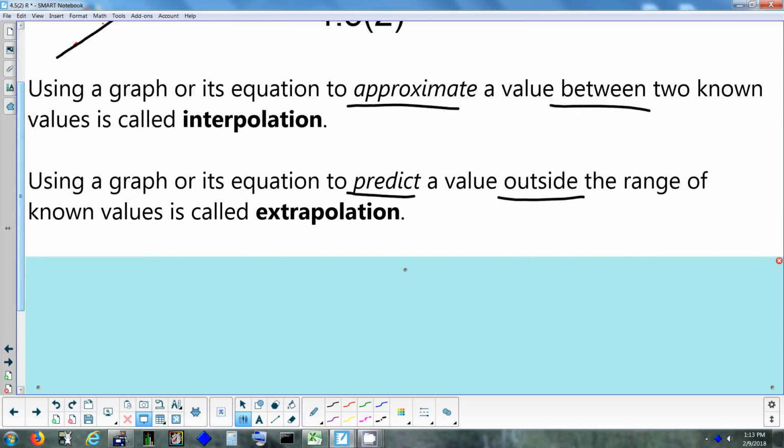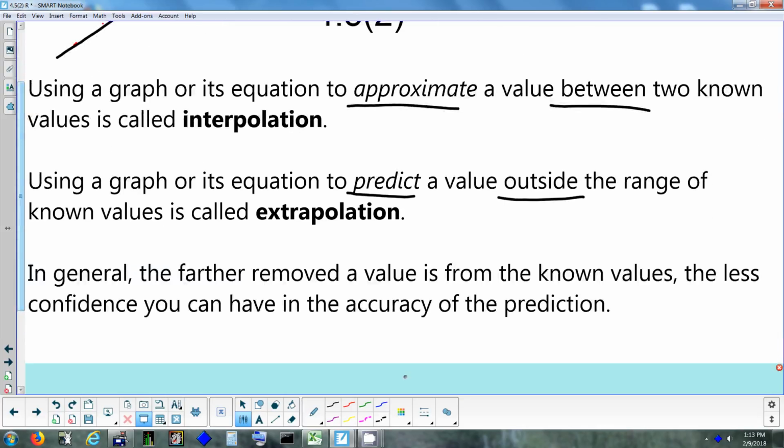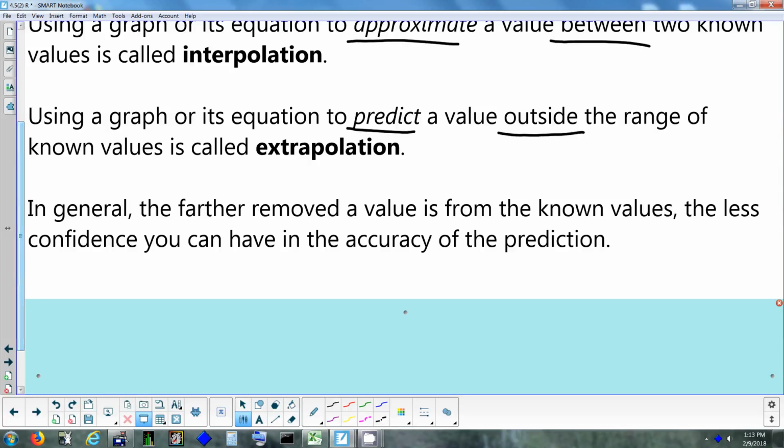Interpolation, extrapolation. I think there's one more piece on this one. In general, the farther removed you try to predict, like let's say you try to predict the weather tomorrow, and then you try to predict the weather a week from now. Which one are you probably going to be more accurate with? Tomorrow, because it's closer. The farther away you try to make a prediction, the less accurate, the less confidence you can have. Just like if you try to predict the weather a week from now, you can't really be that confident. But tomorrow, you can probably be a little more confident. That's what that's saying. Any question on that idea?